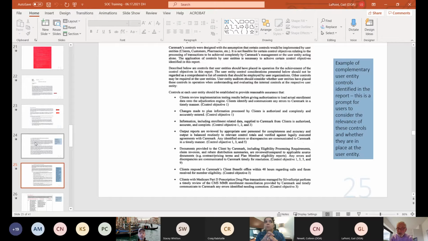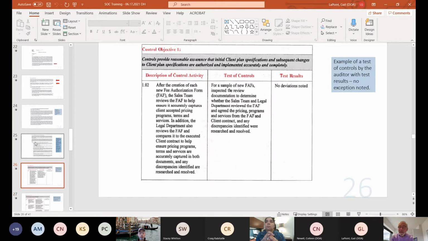So moving over to slide 26. This is an example of the test of controls. So this is still the Caremark report. This is in the auditor's test grid, and it's the 3 columns as we described. So the control objective, this was where I provided an example. There's no exceptions noted in this case.